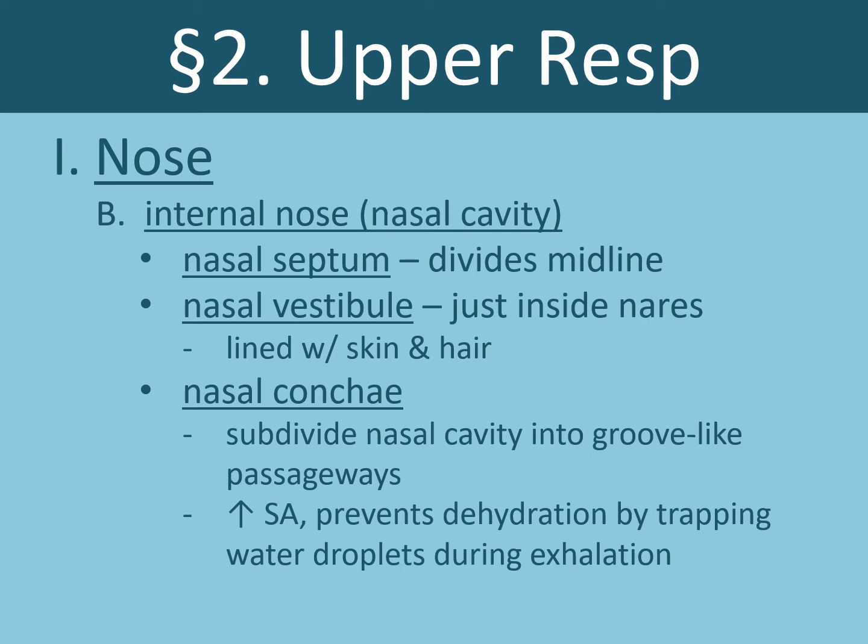This helps to increase the surface area, which prevents dehydration by trapping moisture and water droplets during exhalation. The term conchae refers to the appearance or similarity of these structures to the shell of a snail.